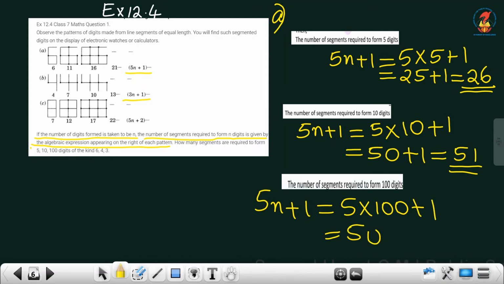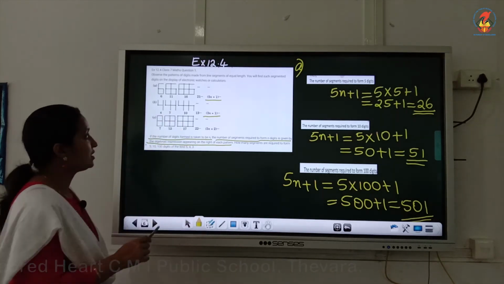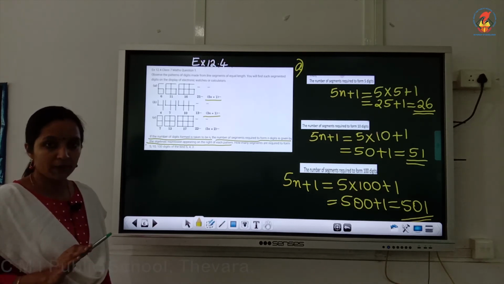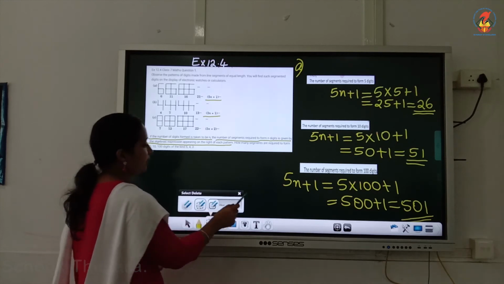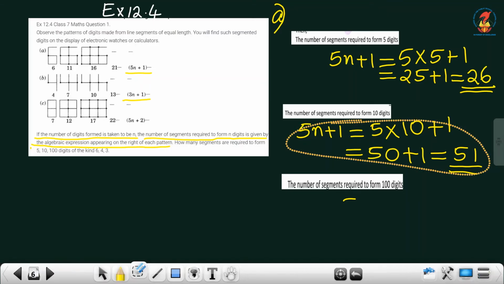So what is the answer? 500 plus 1 is equal to 501. So what is the meaning? 501 line segments are required to form 100 digits of this first pattern. I hope it's clear now. Now move to the second question.